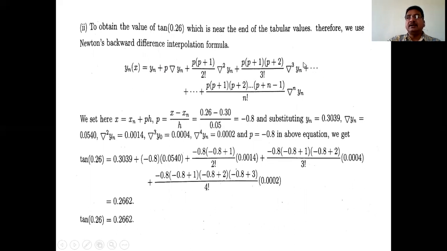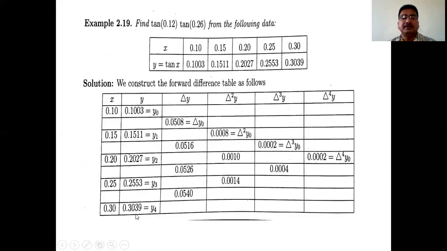u(u plus 1)(u plus 2)(u plus 3) divided by 4 factorial del raised to 4 f(a plus nh), and then substitute the values. So what are the values of f(a plus nh)? From the table. This is actually a forward difference table, but what is the difference between the forward difference table and the backward difference table? The entries are the same in both tables. Only the change is at this place, that here there is delta, while in the backward difference table it is del square, del cube. So these entries are the same in the table, and so we are going to use this.